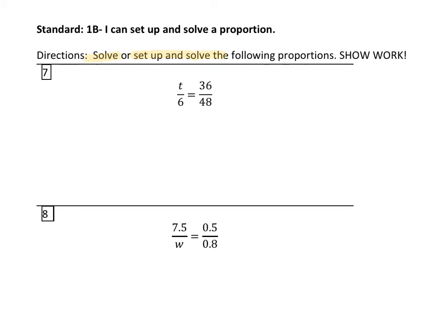If there's not a proportion set up, you don't get credit, because this standard is that you can set up and solve a proportion. That's what you're proving on this part of the test. If you use any other methods you learned in 6th grade, like simple division, and you're not setting up a proportion, you can't receive credit. That's what you're proving: you know how to set up a proportion.